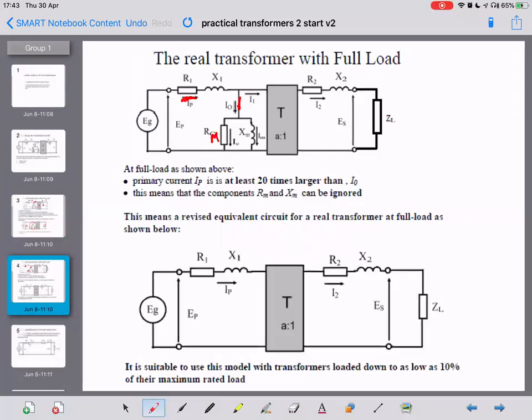So unless you're going really low in loading, and why would you do that? Why would you put a transformer in that's rated at more than 10 times what you actually want to use it for, unless you're building in redundancy, I suppose. Okay. Everyone happy with that? Good.